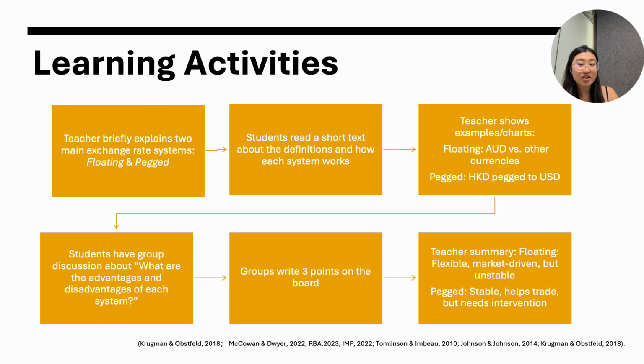For the body part of my lesson, I will take 20 minutes. The learning activities are shown step by step as follows. First, I will briefly explain 2 main exchange rate systems. After that, students will be required to read a material about the definitions and how each system works. Then the teacher will show examples and charts about those 2 different exchange rate systems. Students need to have a group discussion about the advantages and disadvantages of each system. Each group needs to write 3 points on the board. The teacher will summarize their opinions and then give the right answer.